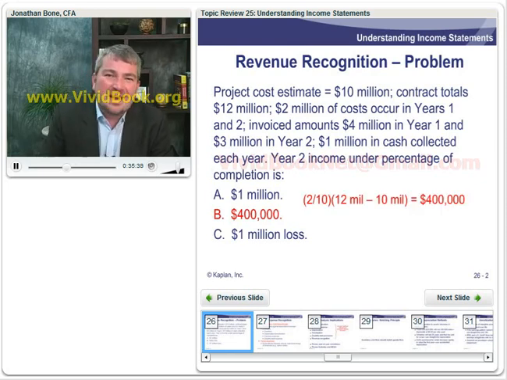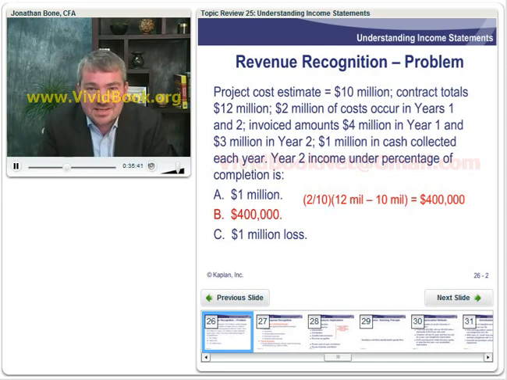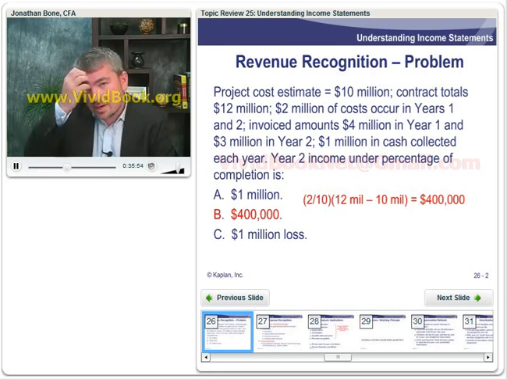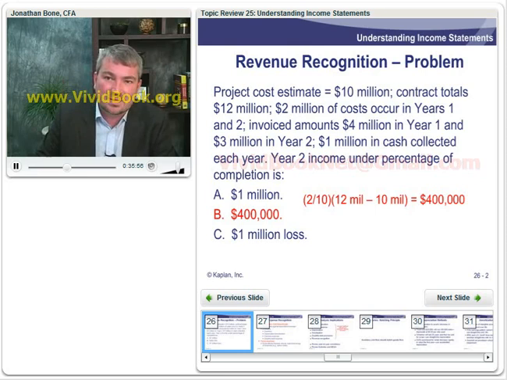Notice they've done a little bit of a cheaty shortcut calculation here. Because the reliable estimate of total cost was constant from year to year, we could have just done cost incurred in the year over total cost times profit, essentially 12 million the contracted selling price minus 10 million the reliable estimate of total costs.